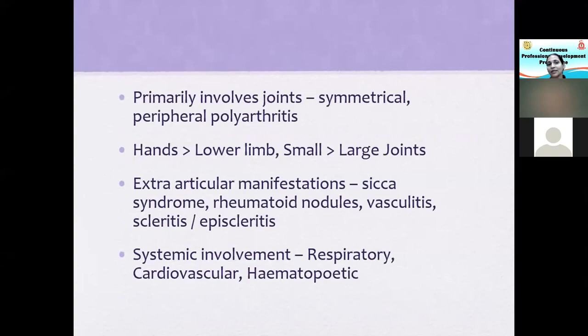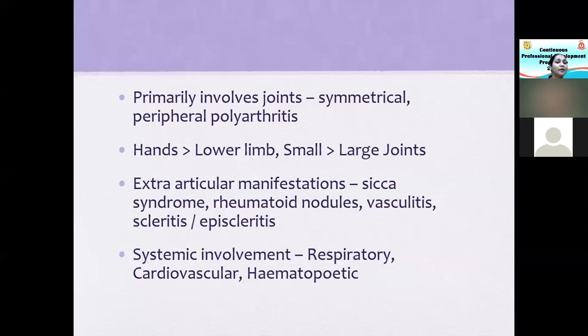So we know that rheumatoid arthritis primarily involves joints in a symmetrical fashion. The upper limb joints are more affected than the lower limb joints, and out of them, small more than the large. There could be extra-articular manifestations like Sjogren's syndrome, where you have dry mouth, dry eyes, rheumatoid nodules, vasculitis, eye involvement in the form of scleritis or episcleritis.